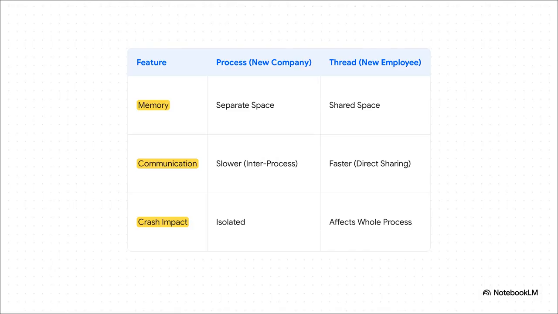And this table just lays out that core trade-off perfectly. When you make a new process, our new company, it has its own separate memory, which is super safe and isolated, but communication is slower. On the other hand, when you just hire a new thread, a new employee, they share memory so they can work together really fast. But, and this is a huge but, if one thread crashes, if one employee makes a catastrophic mistake, they can take the entire company down with them.